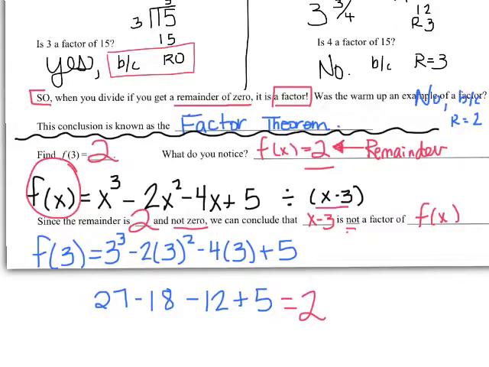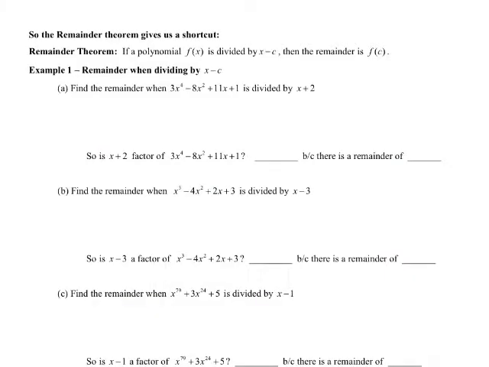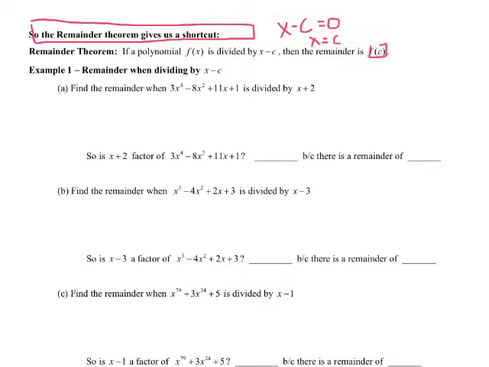Okay, so let's do some examples on the back. All right, so I want you to find the remainder when 3x to the 4th minus 8x squared plus 11x plus 1 is divided by x plus 2. So remember, we're going to use our shortcut. The remainder theorem is just a shortcut. If you want to plug in the c value here, they're showing you x minus c, but if you set x minus c equal to 0, you would just be using c. So you're really plugging in the solved version of the divisor.